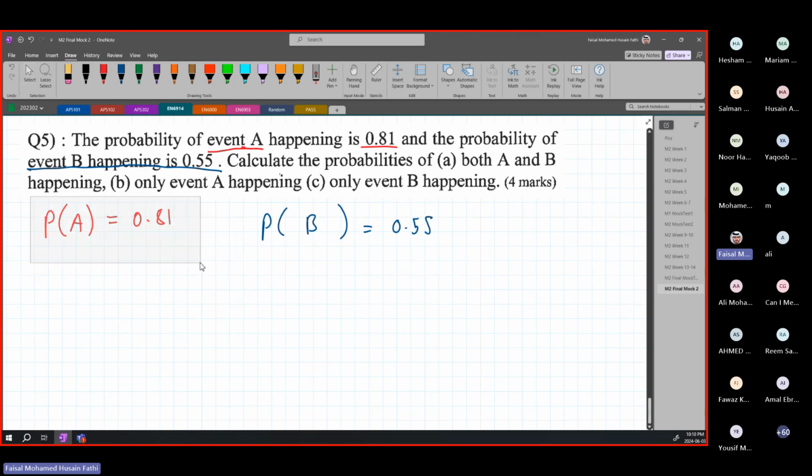For example, this is the probability of it raining tomorrow, and this is the probability of the entire class failing tomorrow. And then it has nothing to do with each other. All right? Calculate the probabilities of, first, part A.